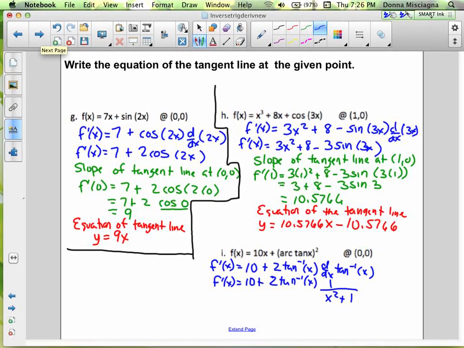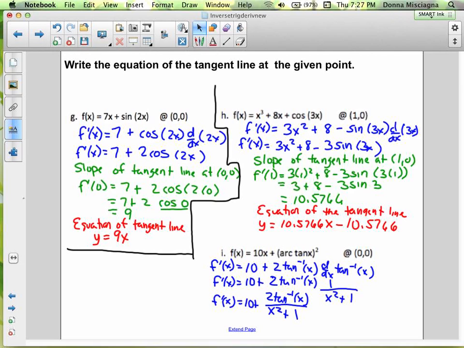All right, so we can simplify that a little bit. Let's make it look nicer. f prime of x equals 10 plus 2 arctan of x divided by x squared plus 1. It's a good thing we have a little bit of space over here. All right, so there's our derivative. Now let's find the slope of the tangent line. We'll evaluate that.